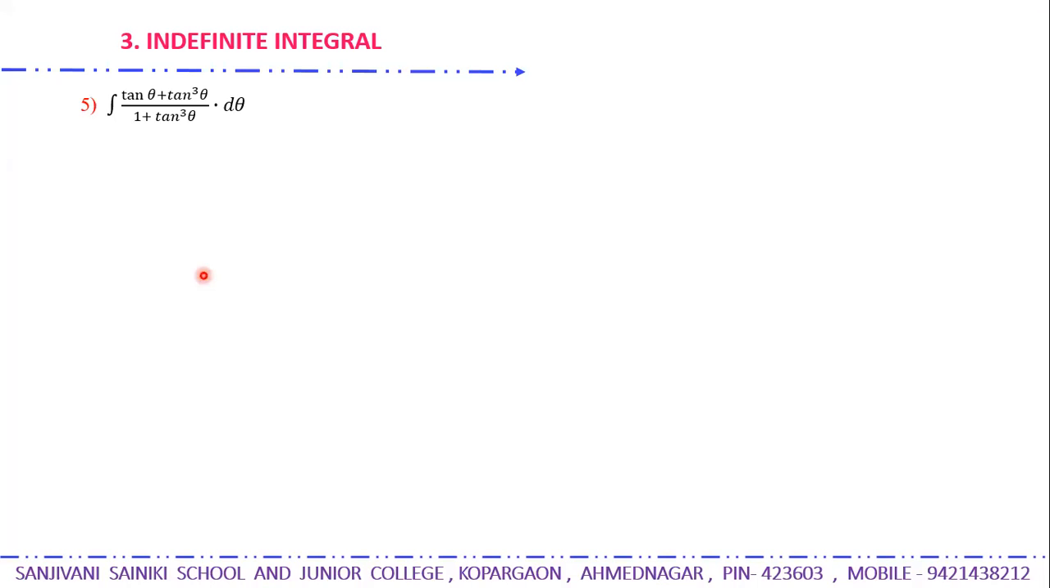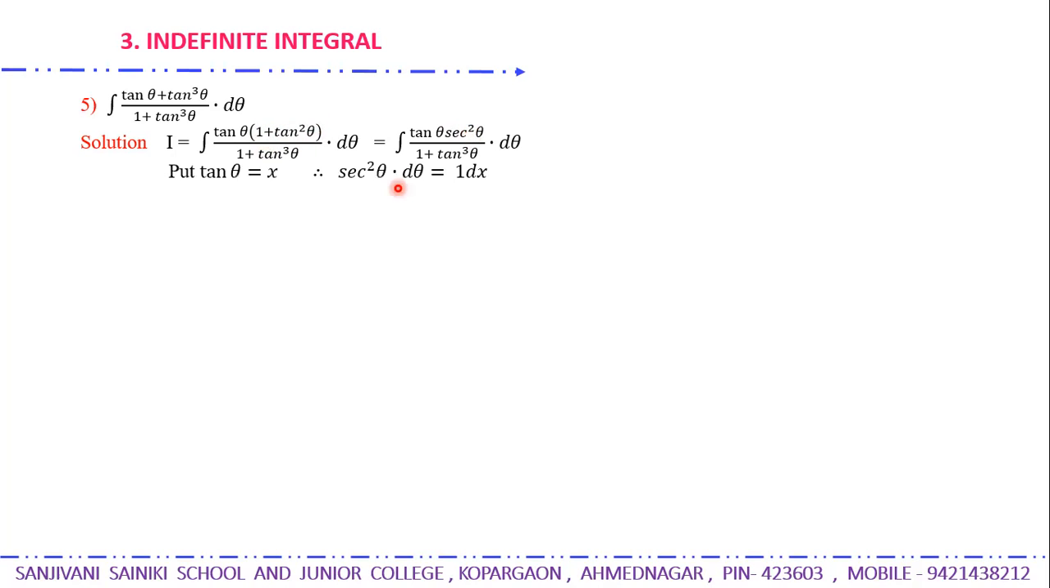Now the next problem is integral of (tan theta plus tan cube theta) upon (1 plus tan cube theta) d theta. From the numerator take tan theta common, then you get 1 plus tan square theta. We can write 1 plus tan square theta as sec square theta, and then use the substitution tan theta is equal to x. So sec square theta d theta is equal to dx. So 1 upon 1 plus x cube.